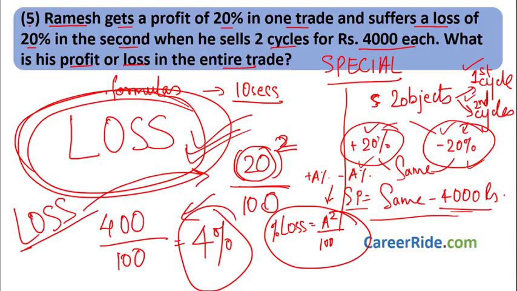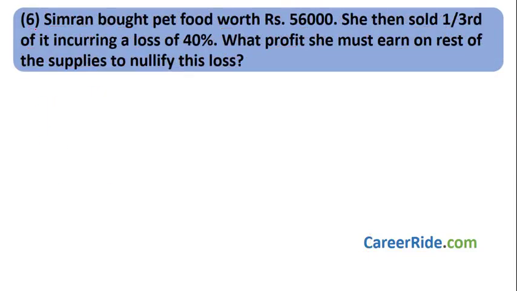Moving to question number 6. Simran bought pet food worth rupees 56,000. She then sold 1/3 of it, incurring a loss of 40%. What profit she must earn on rest of the supplies to nullify this loss?